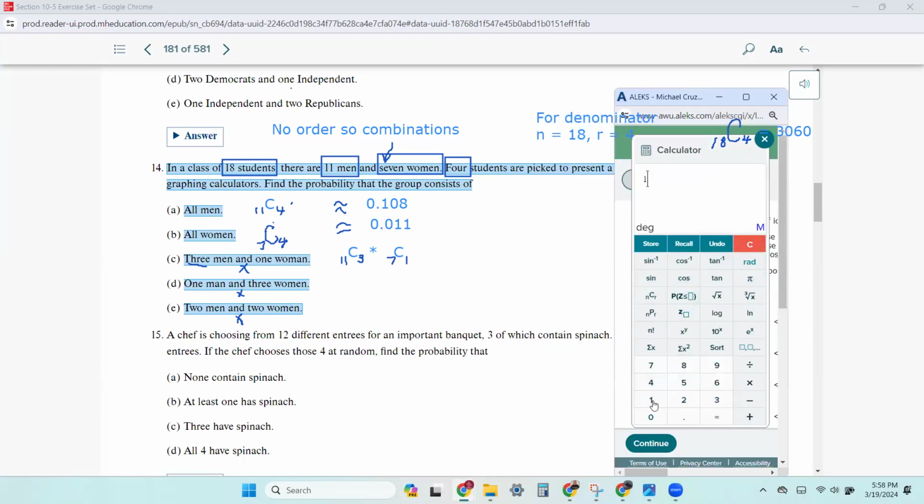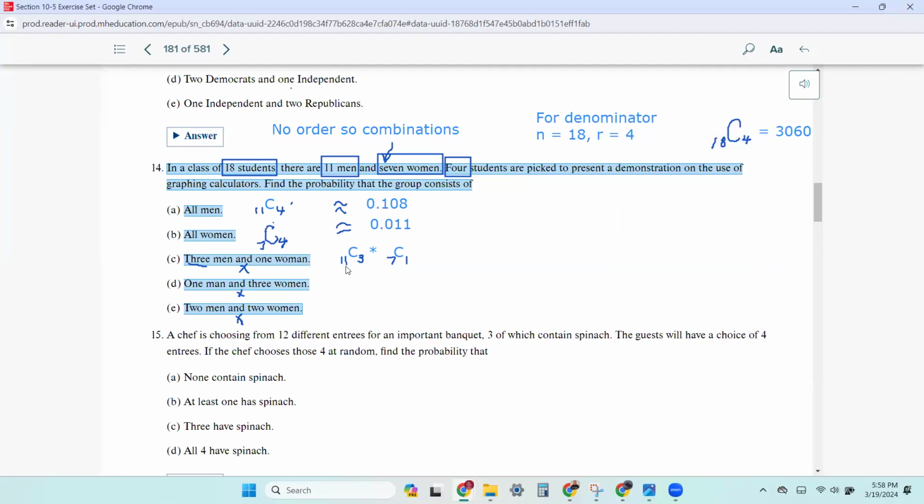All right, so 11C3 times 7C1. All right, and just incidentally, let me point this out. The two big numbers for the men and the women, the 11 and the 7, they got to add up to that 18. So that way we got them all. Because you remember 11 men, 7 women add up to 18. And then the same thing here. We're picking 4 right there. So 3 plus 1 is 4. So that allows you to check and make sure you got it set up correctly.